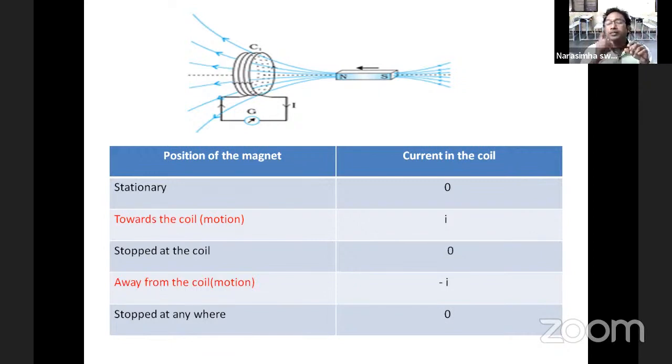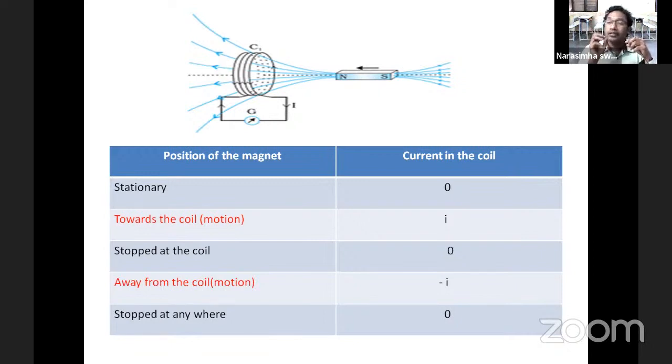But what is the condition? A change in the magnetic field should produce the induced current. But in these cases, the stationary case, stopped at the coil, and stopped anywhere, in these three cases the magnet is at rest. Then the current flowing through the coil is zero. What you understood from this experiment is that to induce a current, the magnetic field should be under changing mode.